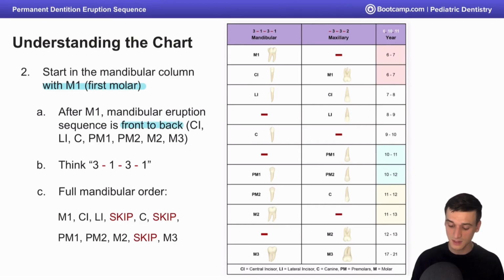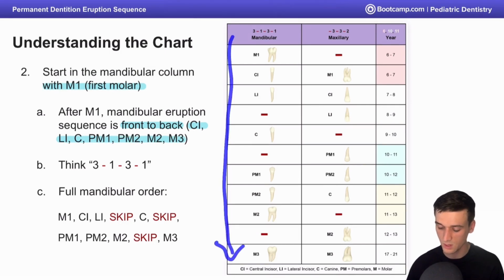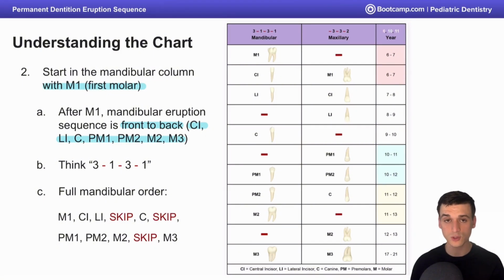Once we get past the mandibular first molar, we'll then go central incisor, lateral incisor, canine, first premolar, second premolar, second molar, and third molar. You can see that pattern reflected in our table as well. Now, things get a little bit more tricky when you start to think of how this sequence would play out in comparison to the years.